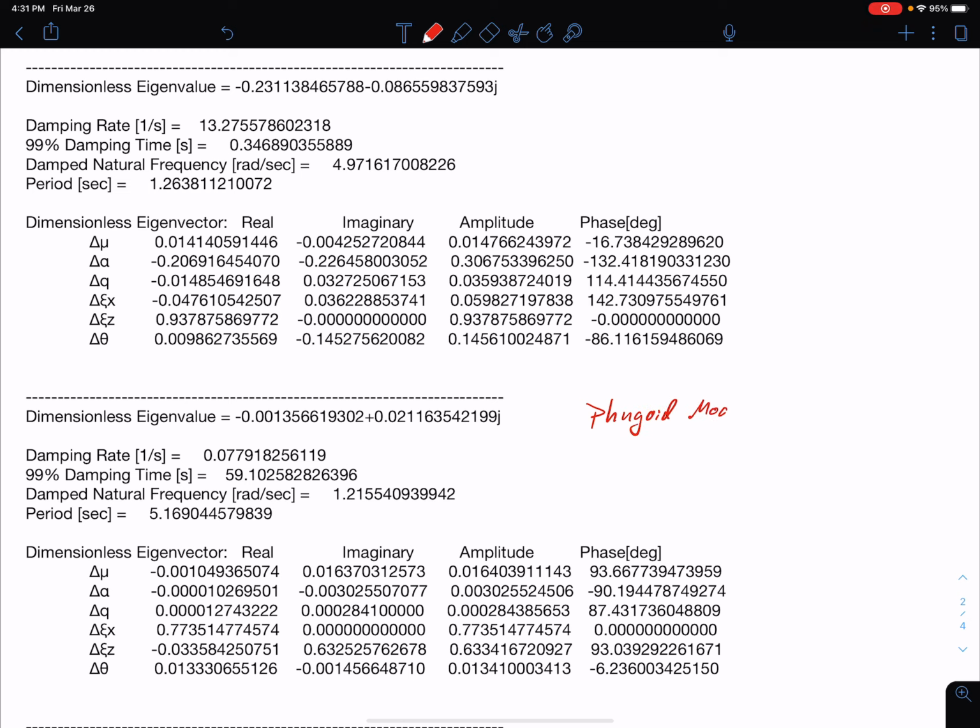The phugoid mode. Okay, and this is a lightly damped mode. It can persist for a long time, and usually has a period somewhere on the order of 5 to, actually, can be up to like 30 seconds for manned aircraft. The period can be much longer. So this period is actually relatively short, and that's because what we're looking at here is a glider, a really small aircraft.